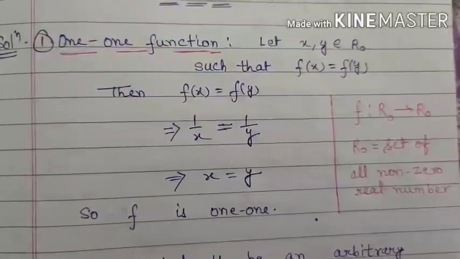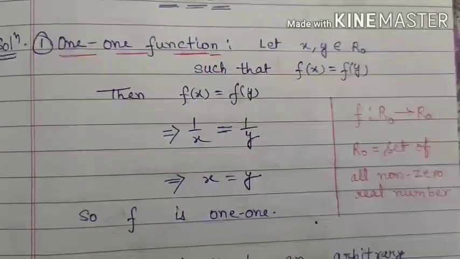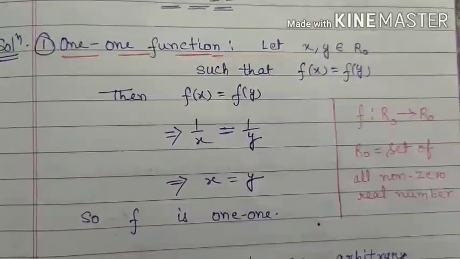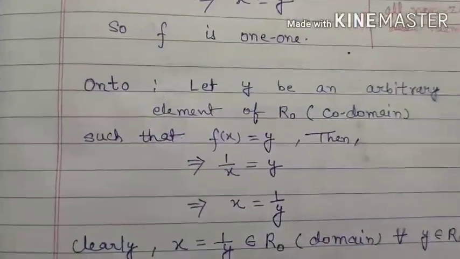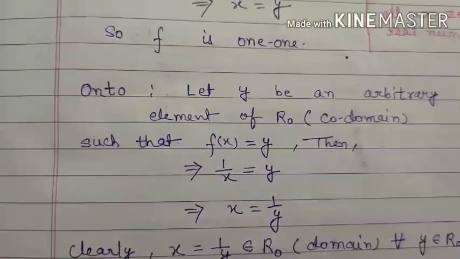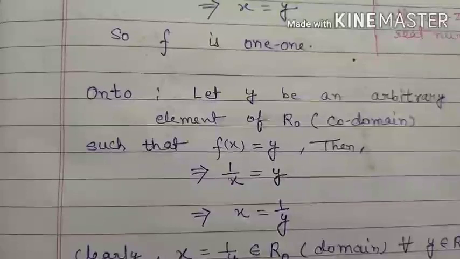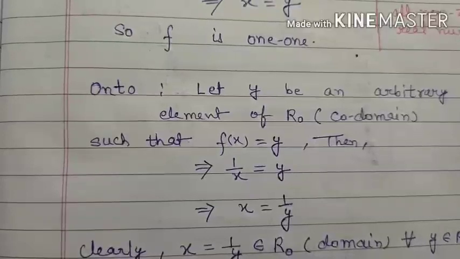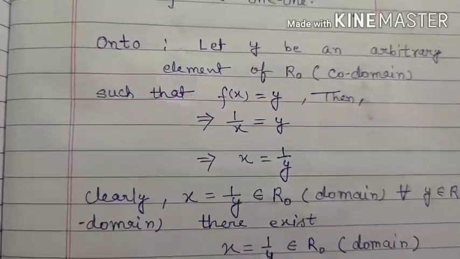As I have explained the function once again, f such that R naught to R naught, and R naught means the set of all non-zero real numbers. Now onto: let y be an arbitrary element of R naught. Now this time we are talking about this as codomain, such that f(x) equals y, then 1 upon x is equal to y, and x we can write 1 upon y, reciprocal both sides. Clearly x equals 1 upon y belongs to R naught.